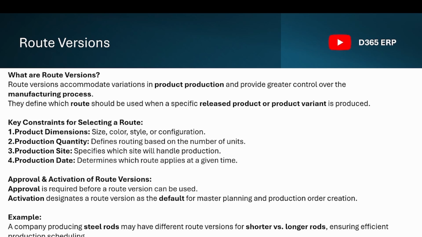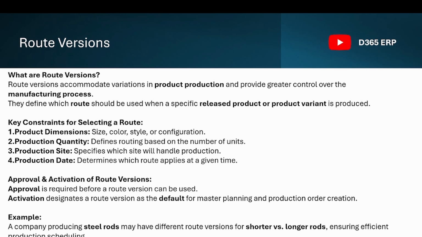In the BOM we are using the date, the quantity, and the site. There are three options. At the route level we have four options. Then there is approval and activation of the route version, so approval is required. Similarly to the BOM, if it's not approved or activated, we can't use this route in the production process.